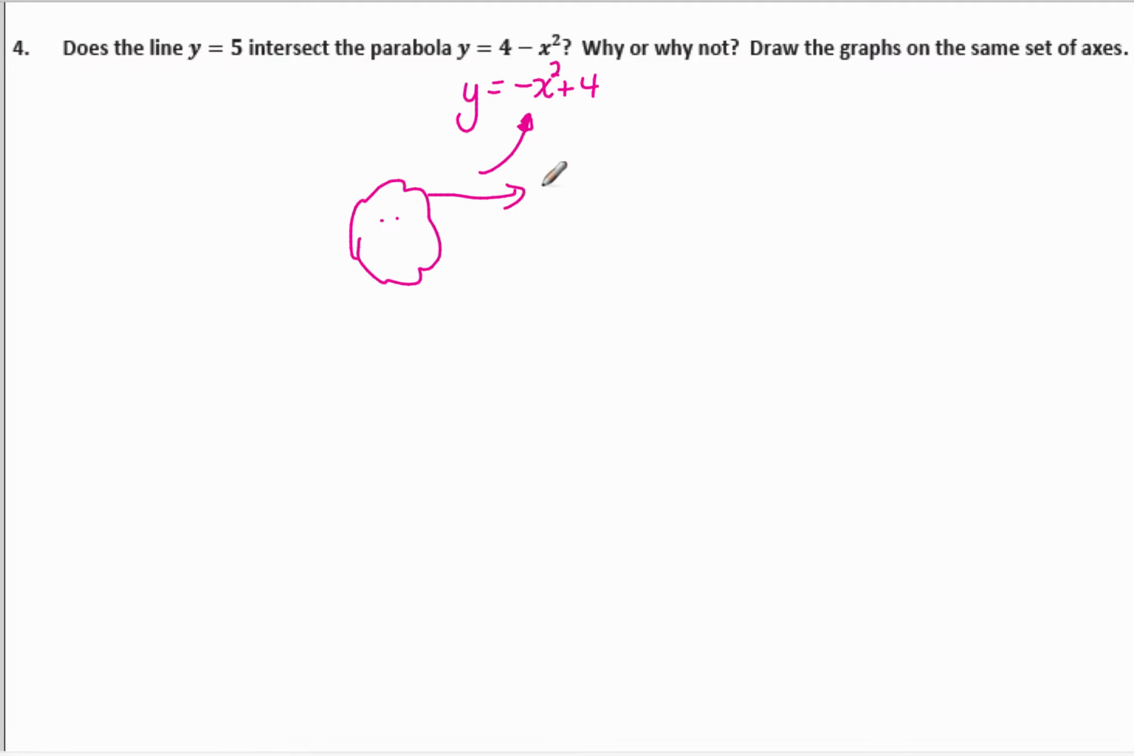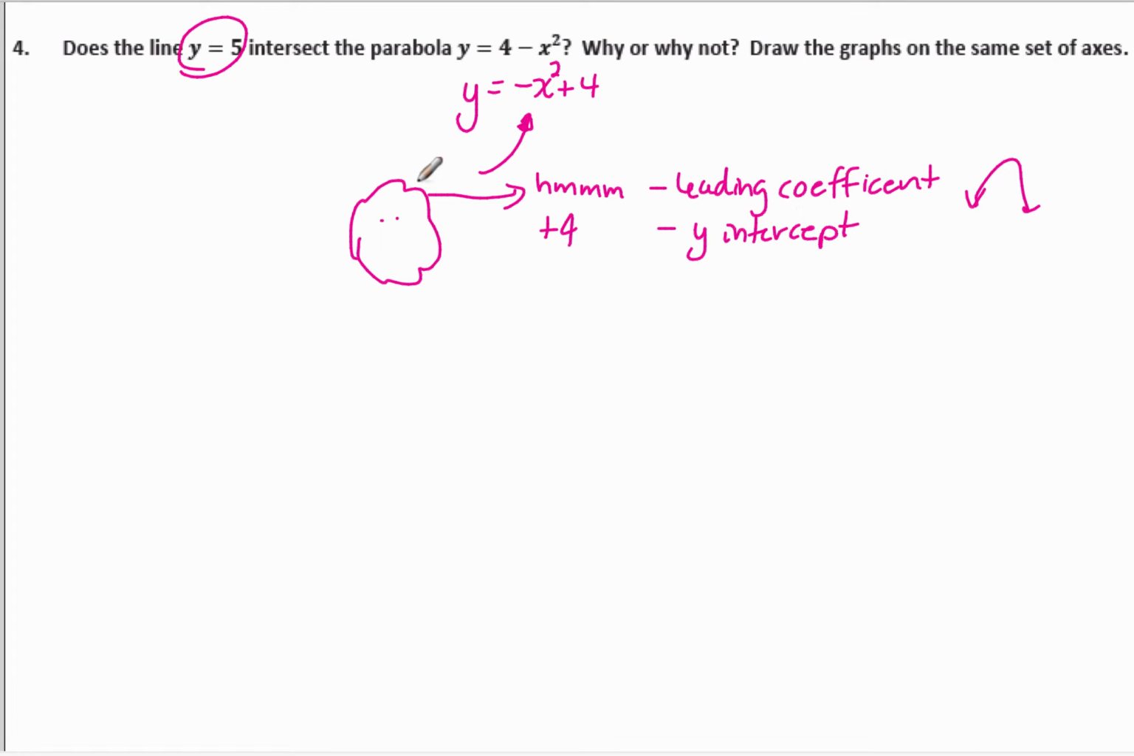negative leading coefficient means I'm going to have a parabola that opens down. And then the plus 4, that's the y-intercept. So it's got a highest y-intercept of plus 4, but I got a line going through y equals 5. So right now my brain should be saying they don't intersect.